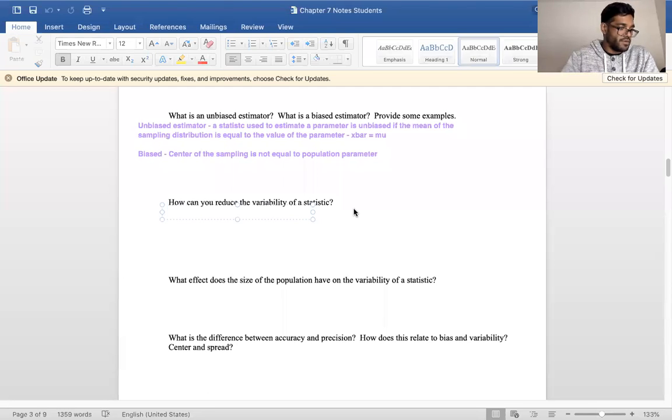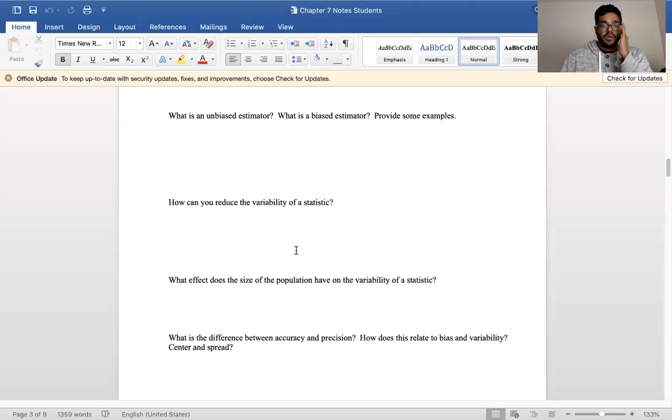So how can you reduce the variability of a statistic? You can increase the sample size, which is pretty much the biggest way. Let me talk about what the variability of a statistic is, and then we'll do a refresher, and then we'll go into how to reduce it.